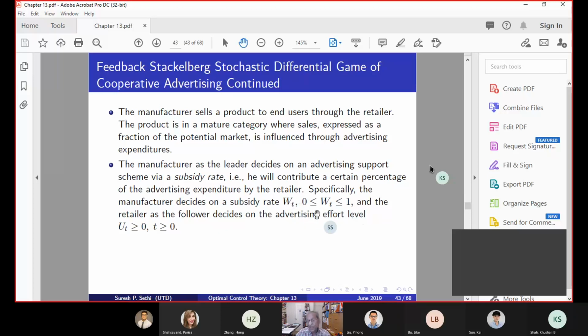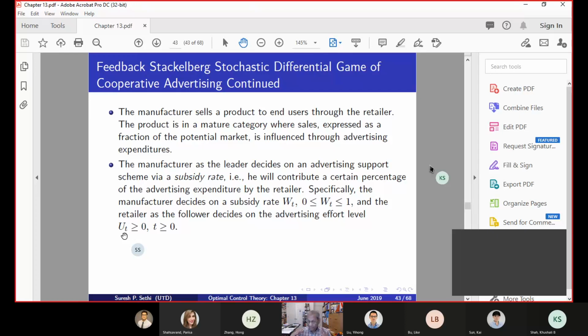And now you know why I want to change the W in the previous slide to be something different. It's not confusing because this is a process that's a constant. So it's not confusing, but I'm just going to do it anyway. Okay, so we have a control variable called subsidy rate, and we have effort level by retailer, which is advertising effort. This is the decision by the manufacturer. This is decision by the retailer.